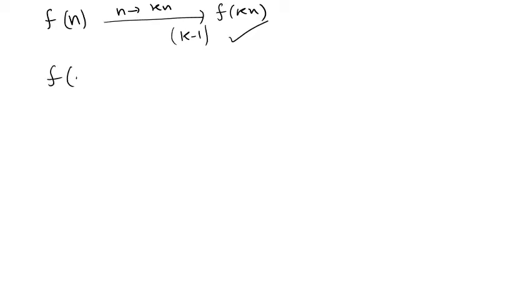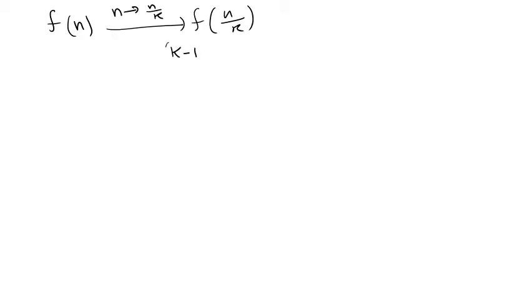And if we have a signal, we are replacing n with n by k. Now let's again write it down. F of n, if we are replacing n with n by k, we are getting f of n by k. So this is obtained by inserting k minus 1 number of zeros between two consecutive samples of discrete time signal or sequence.